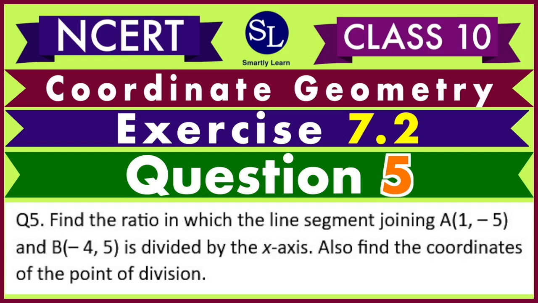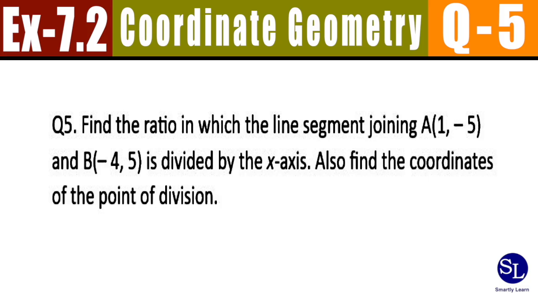In this video, let's see how to solve the fifth question in exercise 7.2. Find the ratio in which the line segment joining A (1, -5) and B (-4, 5) is divided by the x-axis. Also, find the coordinates of the point of division.